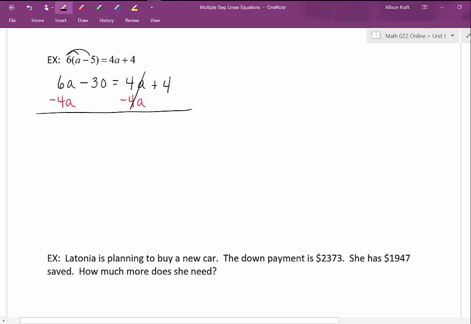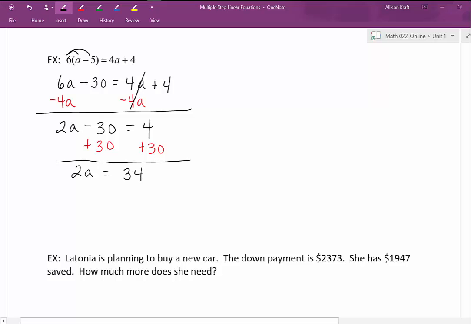The a's cancel on the right side. On the left, I have 2a minus 30. That's equal to a positive 4. Now that all of my variable terms are collected on the left, I have no choice but to move my constant terms to the right. I'm going to add 30 to both sides. This gives me 2a is equal to 34.